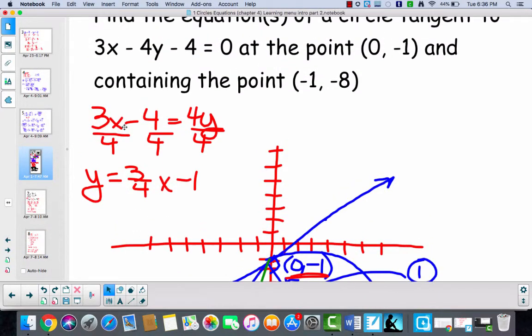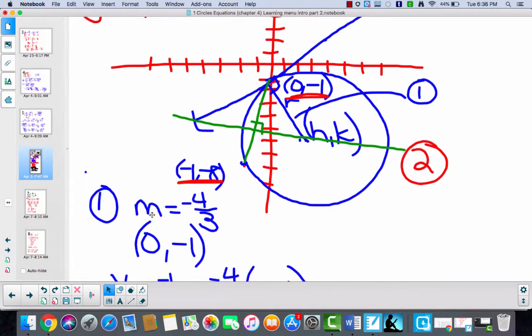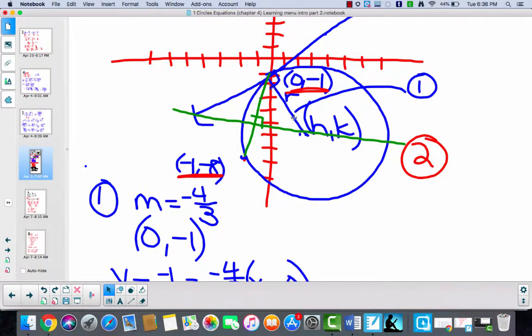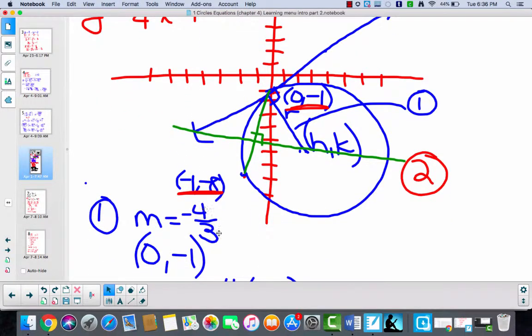So if I add the 4y to the other side, and then divide everything by 4, I get 3/4 x minus 1 equals y. Remember, this is my slope. So the slope of the radius, this line right here, is the negative reciprocal of that. So the negative reciprocal of 3/4 is negative 4/3. And it goes through the point (0, -1). So we're going to use that to write our equation of the line for the radius.